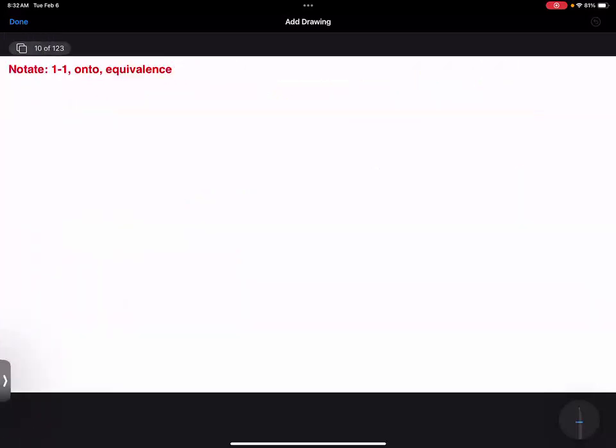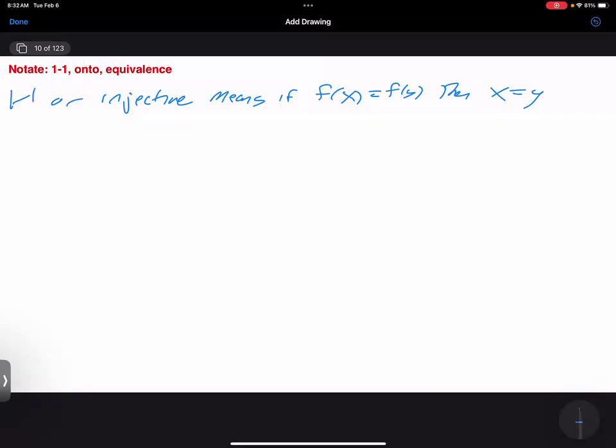So the first is just some notation. One-to-one, onto, equivalence. A lot of times in mathematics, we have multiple words for the same thing. So we talked a bit about this. So one-to-one or injective means if f of x equals f of y, then x equals y. What about the other direction? So this is saying that if the outputs are the same, then the inputs are the same.